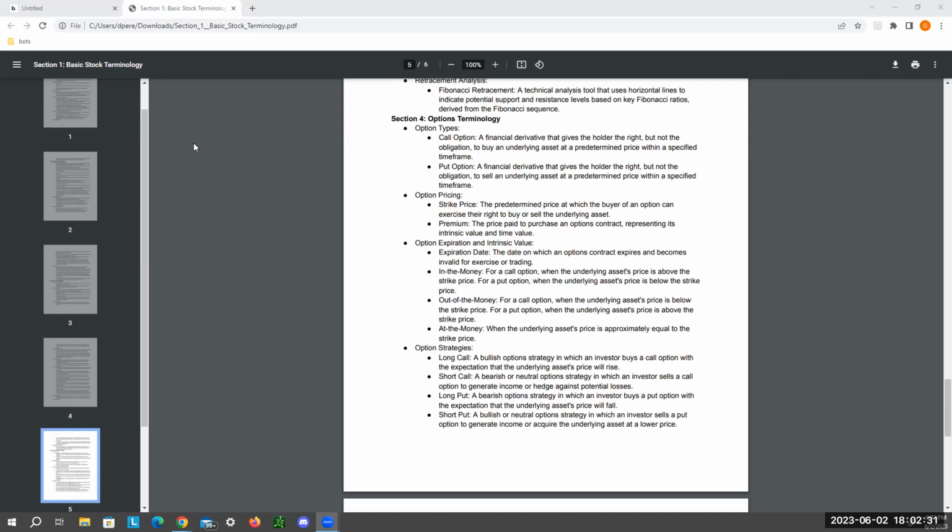You have the strike price, the premium, and the expiration date. Those are the three main things of an option contract. The strike price is the predetermined price at which the buyer of an option can exercise their right to buy or sell the underlying asset, which we'll get into. The premium is the price paid for the options contract to the person who wrote the options contract. It represents the intrinsic and time value. The expiration date is the date on which an options contract expires and becomes invalid for exercise or trading, and it's pretty much deemed worthless.